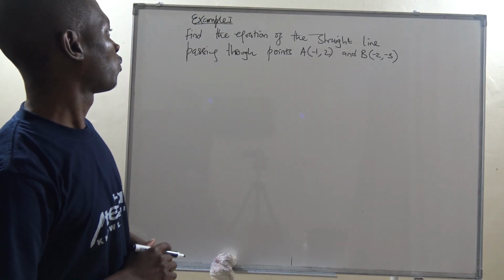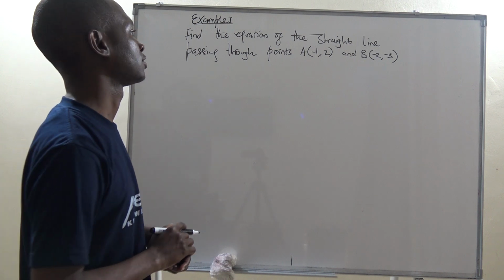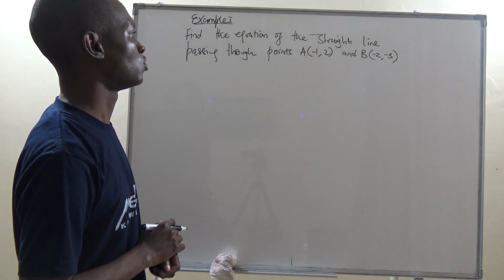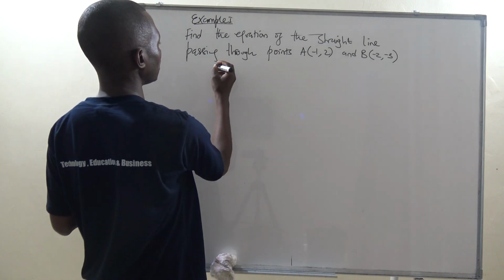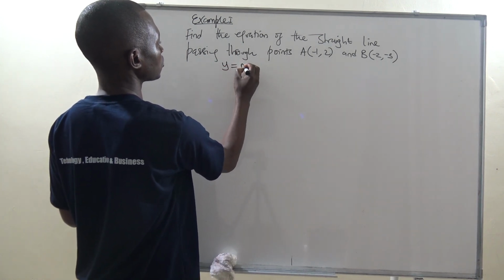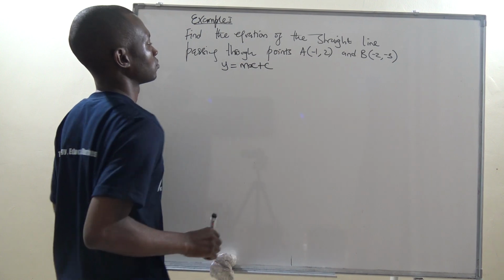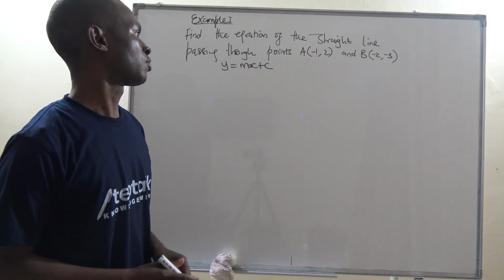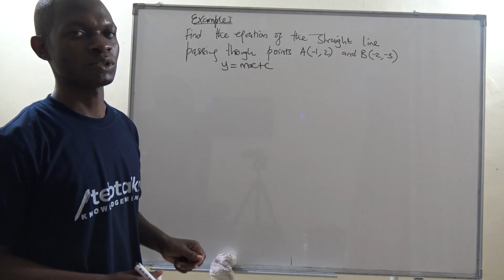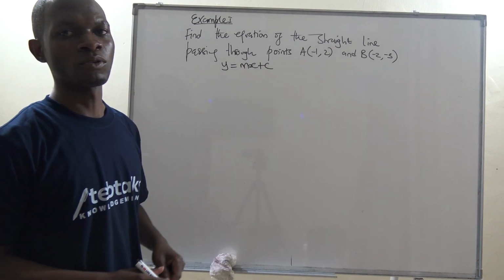Now, for you to get the equation of the straight line, what do you have to first do? As I told you, you have to first get the gradient. Because we all know that the equation of the straight line is given as y equal to mx plus c. X and y are coordinates. M is a gradient. C is a y-intercept. We have to first get the gradient.